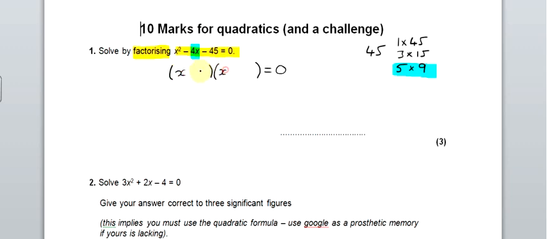So there's our x's and our 5 and 9. Now, we want to get a minus 4, so that means we're going to have a plus 5 and a minus 9. That's the factorising bit. Now we're going to do the solve bit.